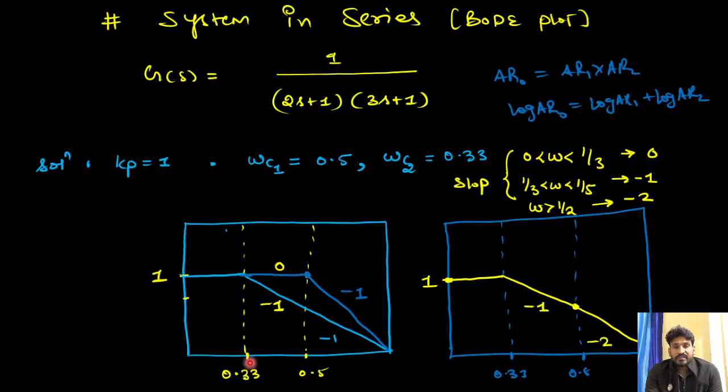Like in between 0.33 and 0.5, this slope is 0, this is -1, so this is my overall -1. Okay, above 0.5 I can see here 2 lines of the -1 slope, right. Just forget about this part. Now we are talking about this part, between this. So it is -1, so it is -2.